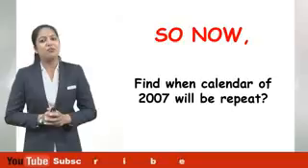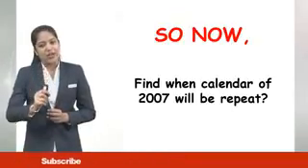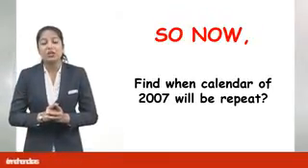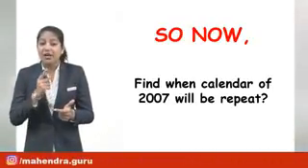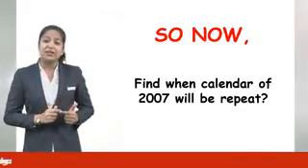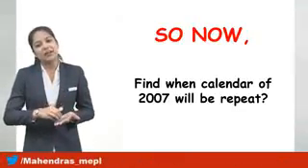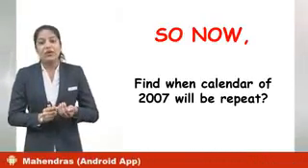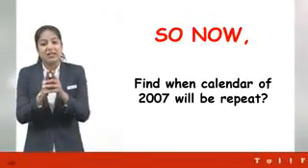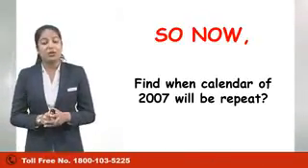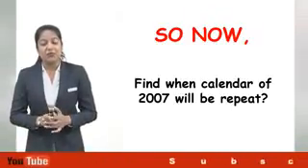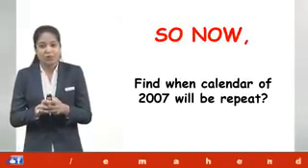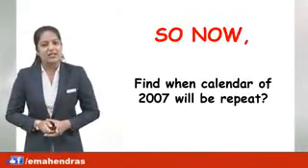One thing I would like to tell you: I am asking you all when 2007 will be repeated in future. But when 2007 itself got repeated, that means which year's calendar was repeated in 2007? Simple. When we are talking about the future, we add. When we talk about the past, we subtract. But here you have to talk about the future. You have to find the futuristic answer, that means when 2007 will repeat itself. So just follow the method, follow the approach, add up.